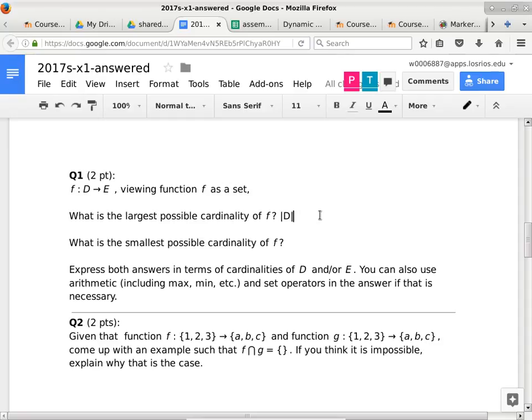Because every element of D needs to be mapped. Every element of D has to be mapped. And as a result, there's a corresponding two-tuple in F to represent that particular mapping.